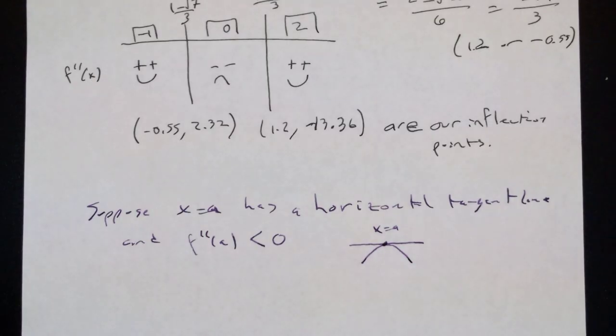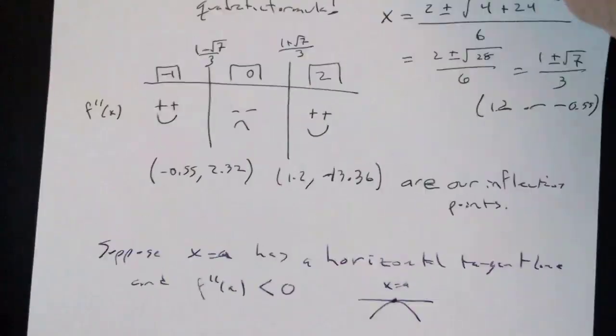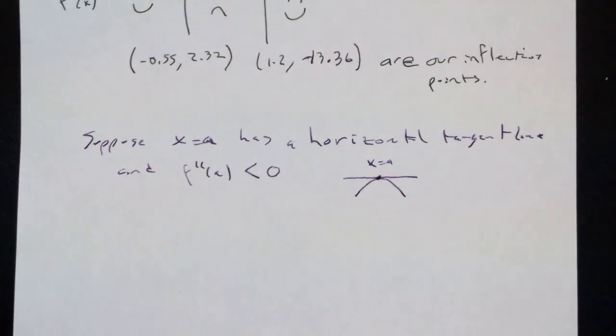But the only place I have a horizontal tangent line is where I have a critical number. And critical numbers are where I get extremes. This must be a local maximum. I don't actually need the sign chart. I can plug into the second derivative instead. What if I had f double prime being positive?